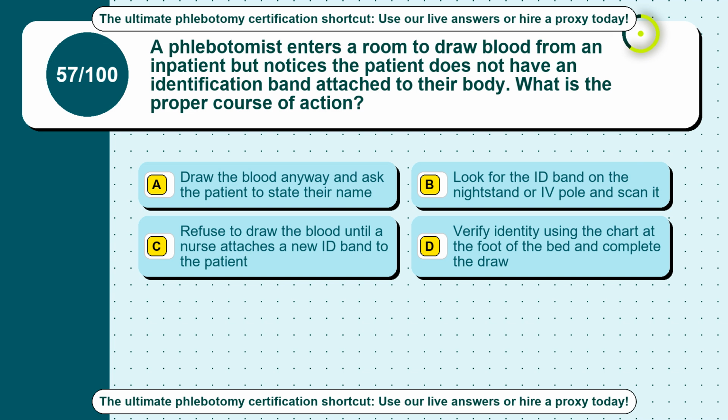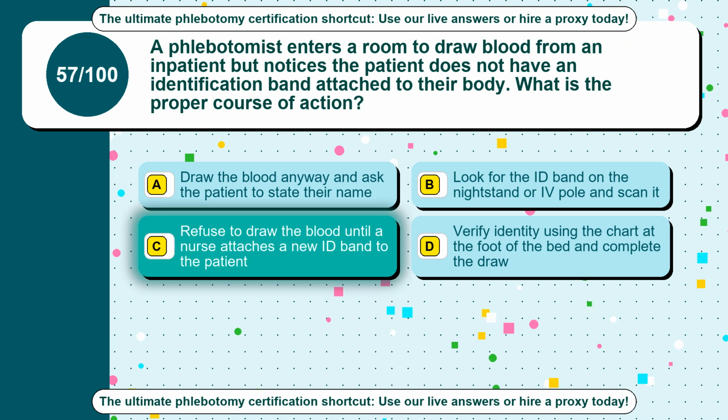Option A, draw the blood anyway and ask the patient to state their name. Option B, look for the ID band on the nightstand or IV pole and scan it. Option C, refuse to draw the blood until a nurse attaches a new ID band to the patient. Option D, verify identity using the chart at the foot of the bed and complete the draw.